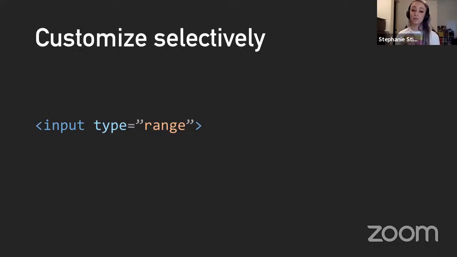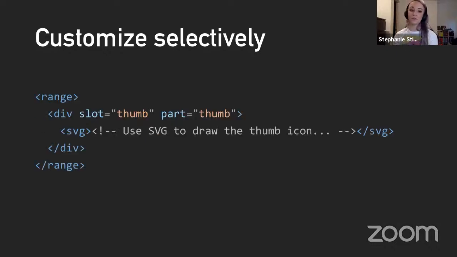Slots will also provide the flexibility to customize only parts of the control. We'll use the input type equals range here as an example. A developer could provide a slot and a part for the little movable thumb and not the track part. The track would then automatically fall back to the default provided by the web platform. I also want to note that with this solution, there's quite a bit of work that needs to be done to input to make this work, so I would check out the explainer for a lot more detail on that.